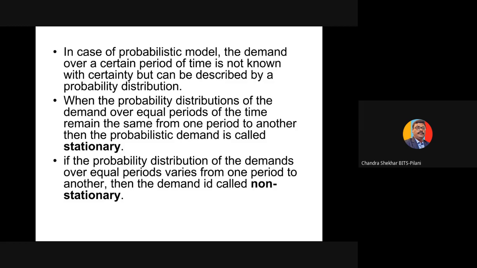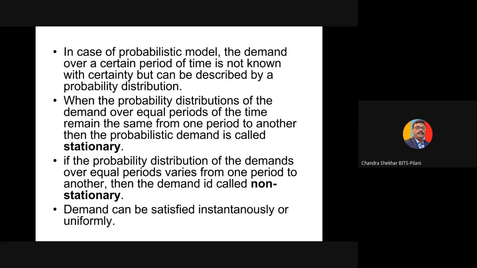As we have categories for deterministic demand, we have categories for probabilistic demand also, that is stationary and non-stationary. In case of probabilistic demand, we should know which distribution the demand is following. If you know the probability distribution for the demand, then it is stationary. If you do not know the probability distribution, meaning it is not following some particular pattern or well-known distribution, then we say it is non-stationary demand. When we develop the inventory system, first we have to recognize which type of demand we have.